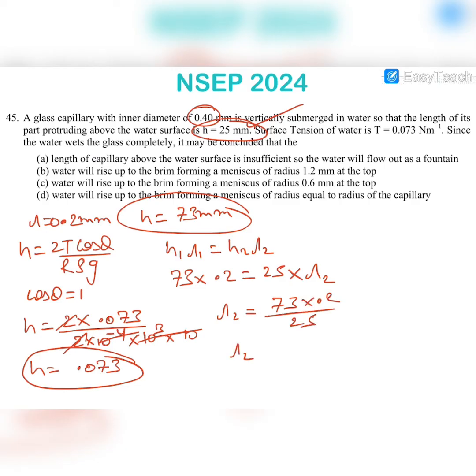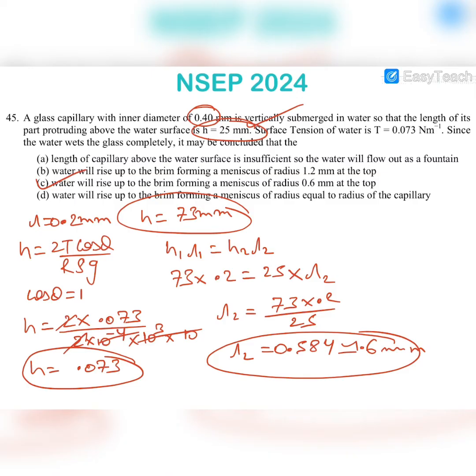So I'll tell you approximately, 73 into 0.2 divided by 25 is 0.584. So approximately we can say that it is 0.6. So 0.6 mm will be the correct answer. So water will rise up to the brim, forming a meniscus of radius 0.6 mm at the top. Now we move on to the next question.